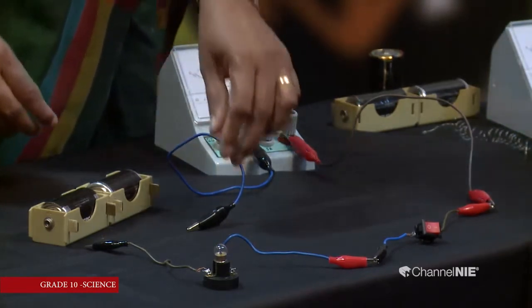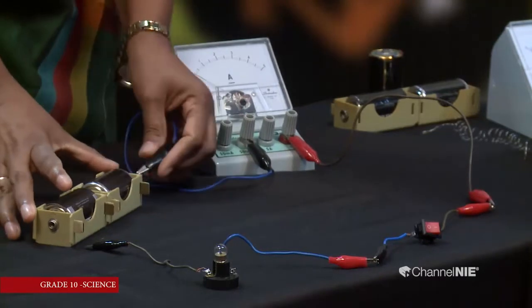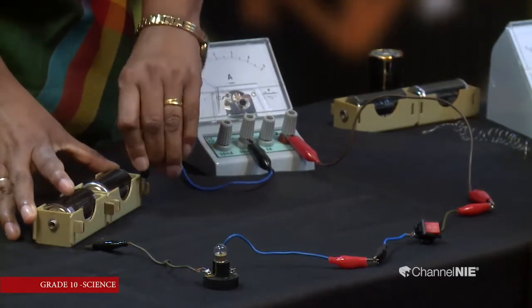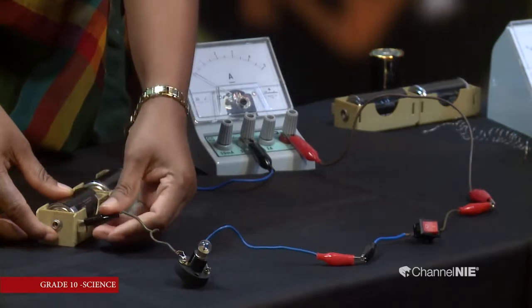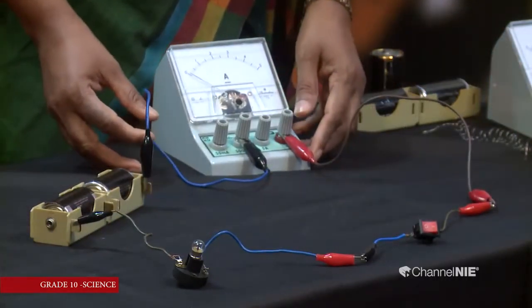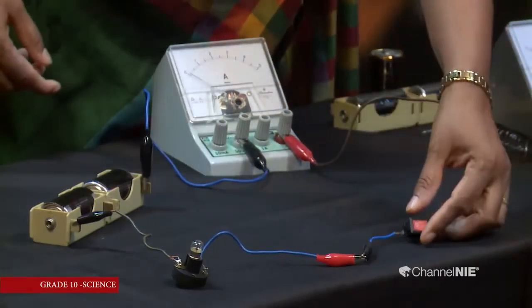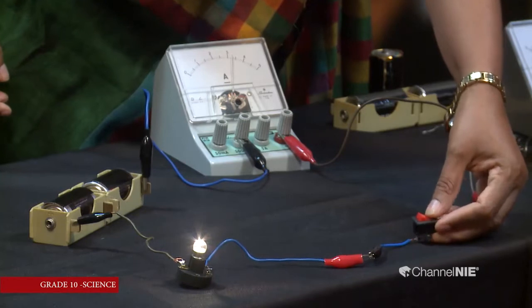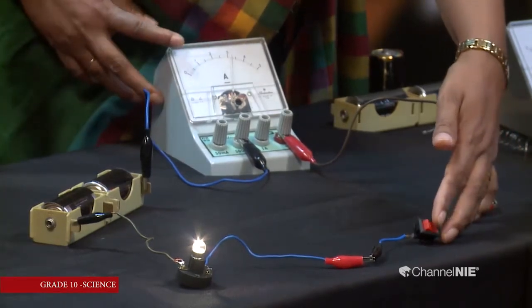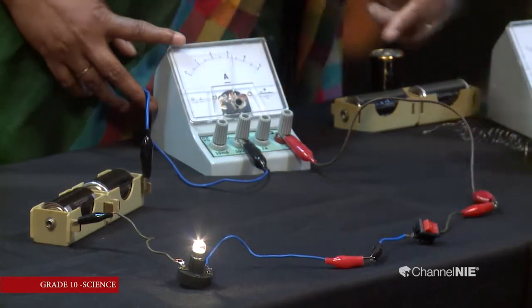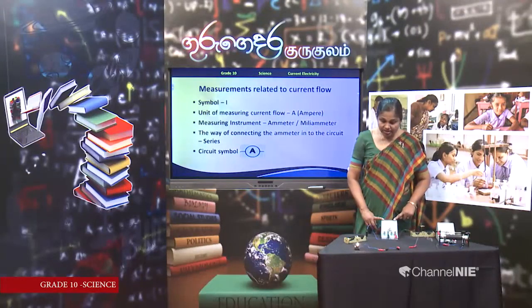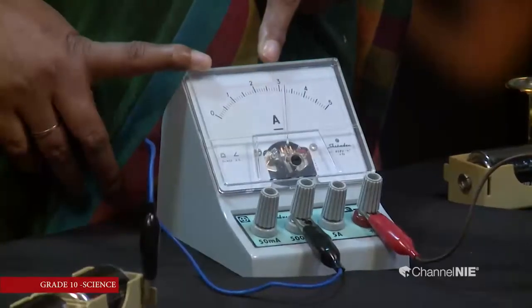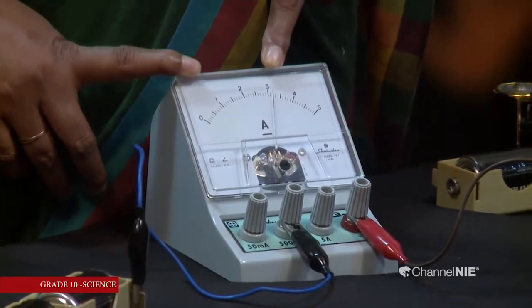Right. Now, I am going to connect this ammeter to this circuit. All are connected. Now, I am going to switch on the circuit. Here you can see when the switch is on, the bulb is lighted and the indicator of the ammeter deflects. By this, we can understand that current flows through the circuit, and by the reading of the ammeter, we can get the current flow.